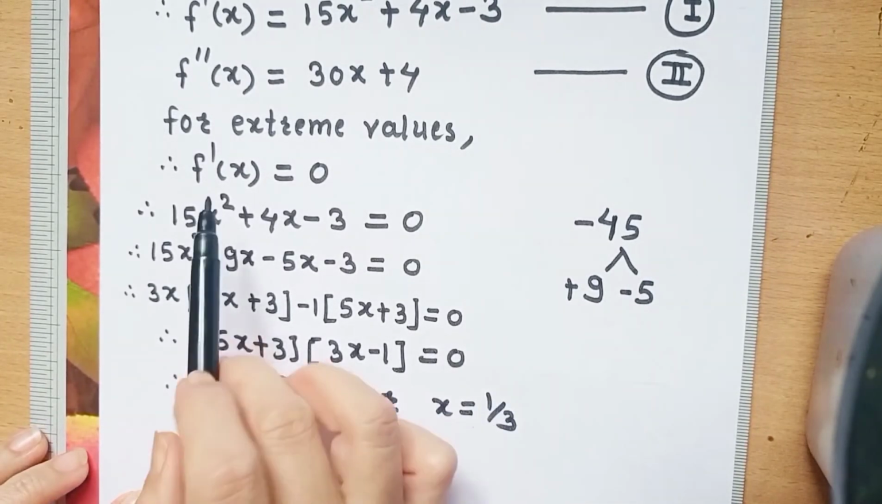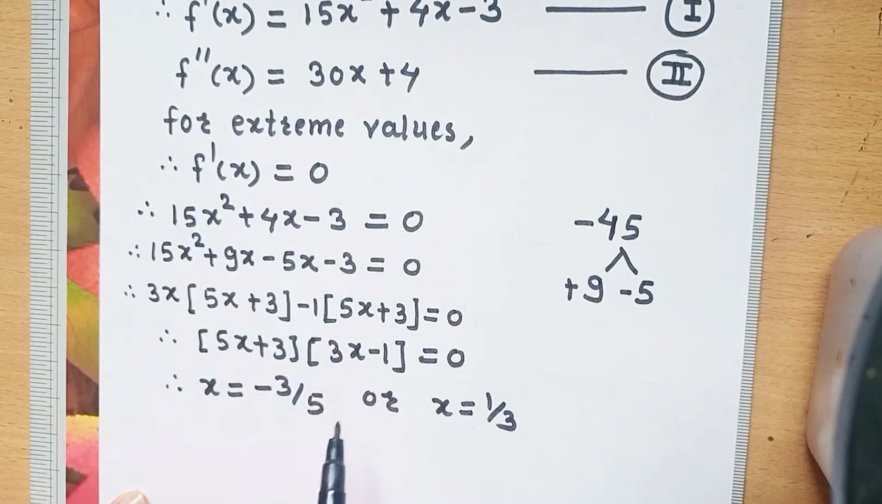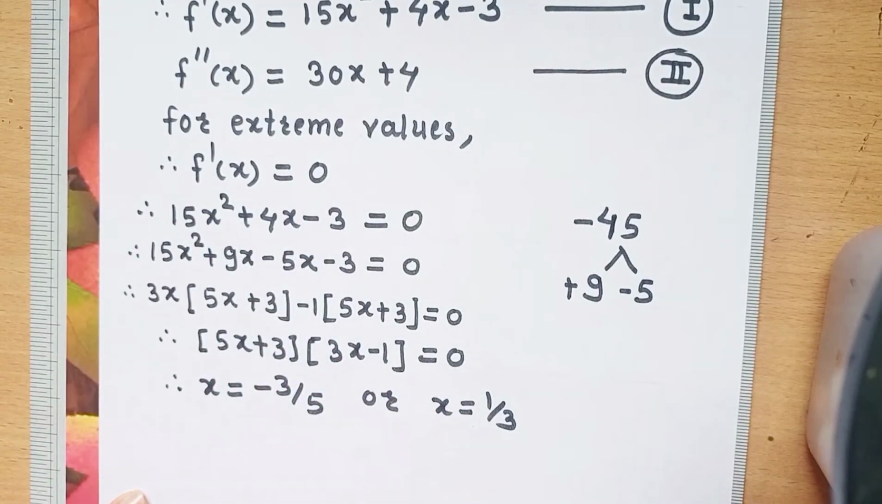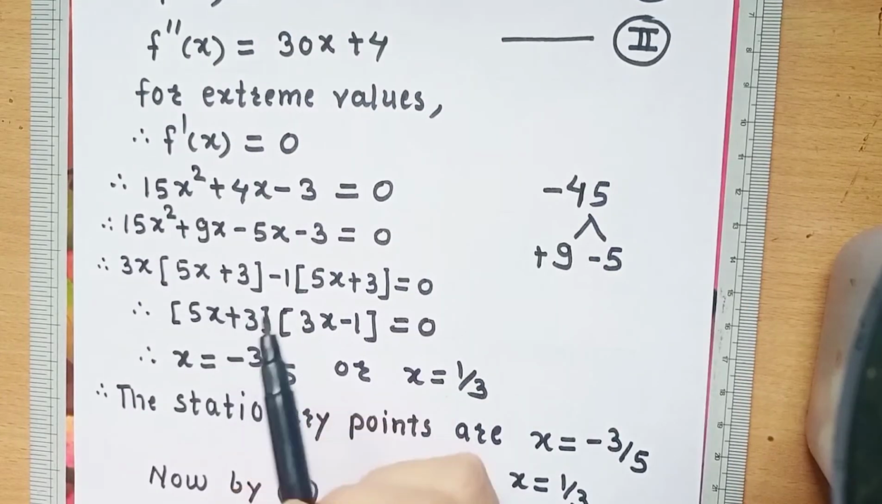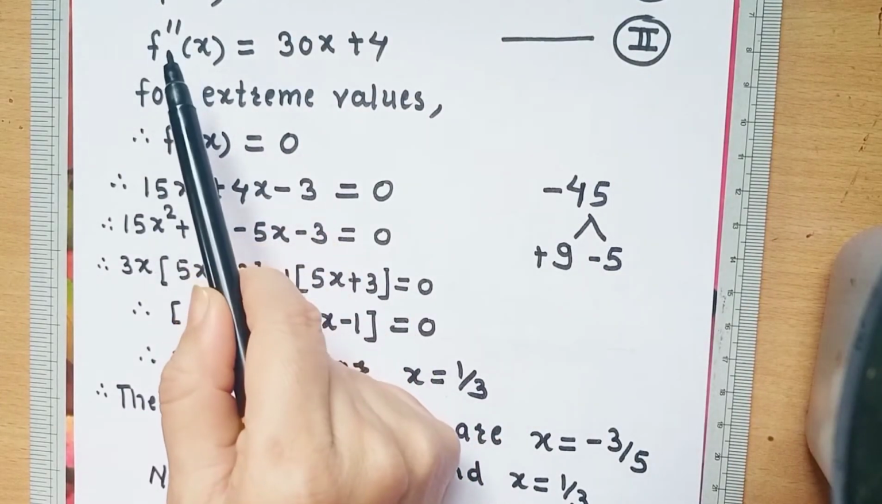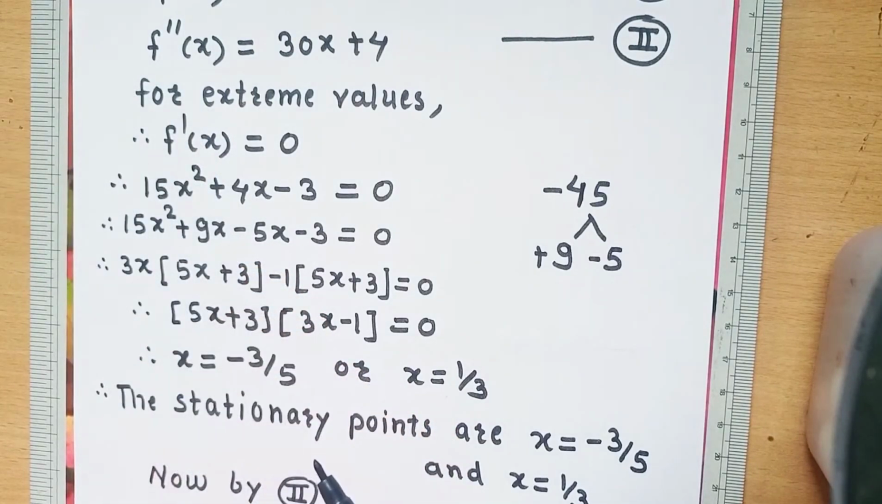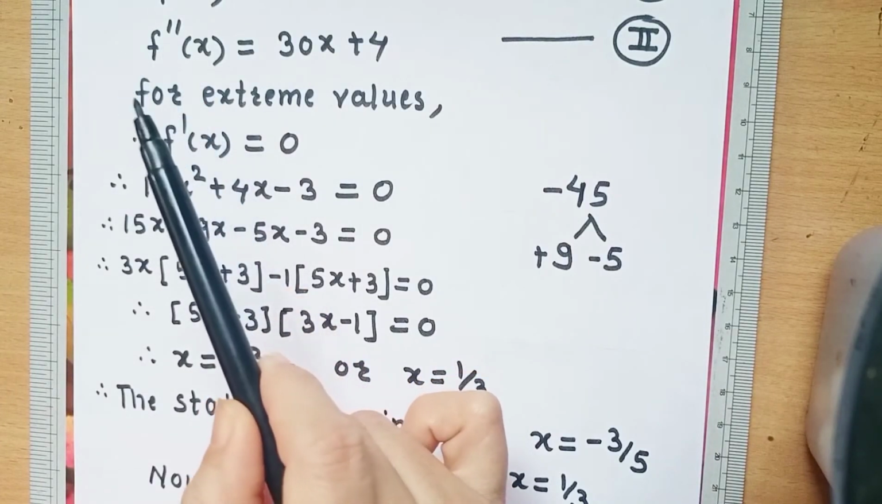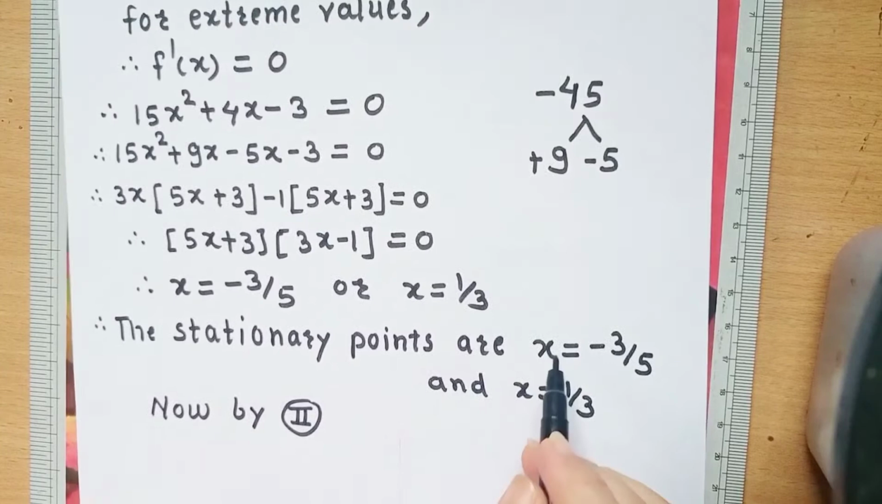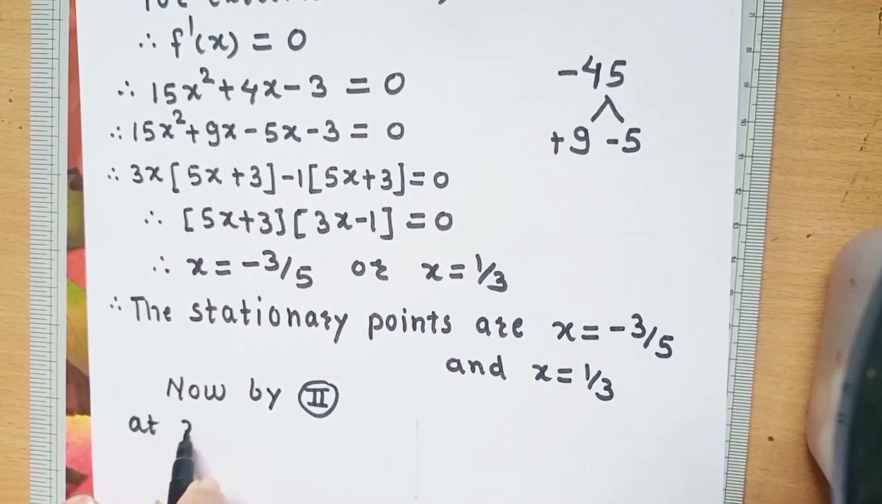Now these values make the first derivative equal to 0, so these are stationary points. Therefore the stationary points are x equal to minus 3 upon 5 and x equal to 1 upon 3. Now by the second derivative test, if this double derivative is less than 0, then f of x is maximum, and if this is greater than 0, then the function is minimum. So we will check at x equal to minus 3 upon 5.